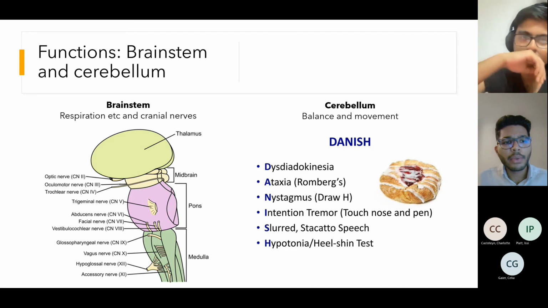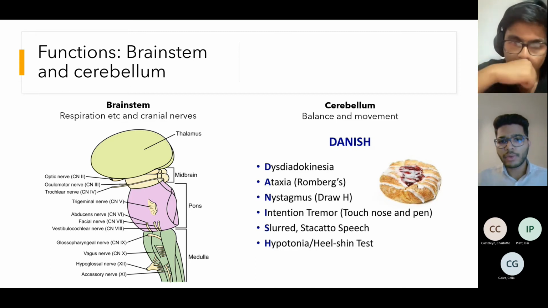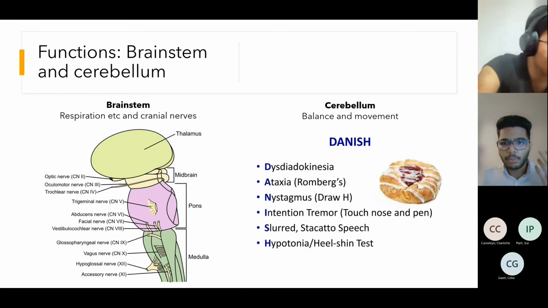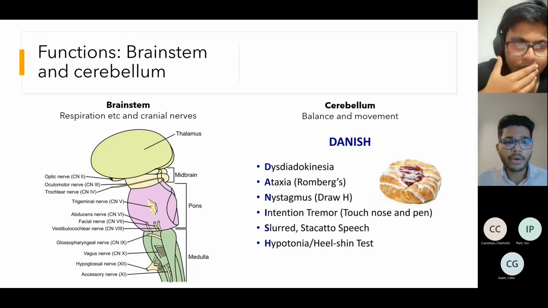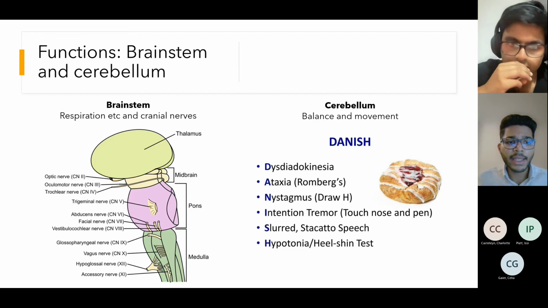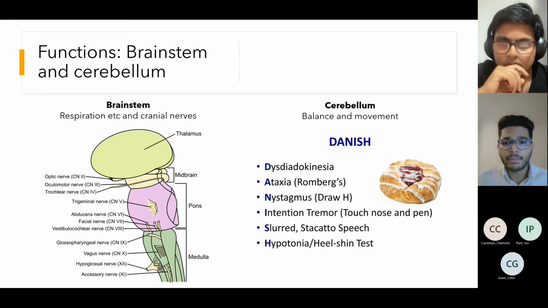So the reason I put these up is we often think of strokes as sort of arm or leg symptoms, or facial symptoms, because most strokes do happen in the cerebral cortex. But if you have a stroke affecting the cerebellum or the brainstem, then do bear in mind that you can get problems with any of these cranial nerves or any of these symptoms.